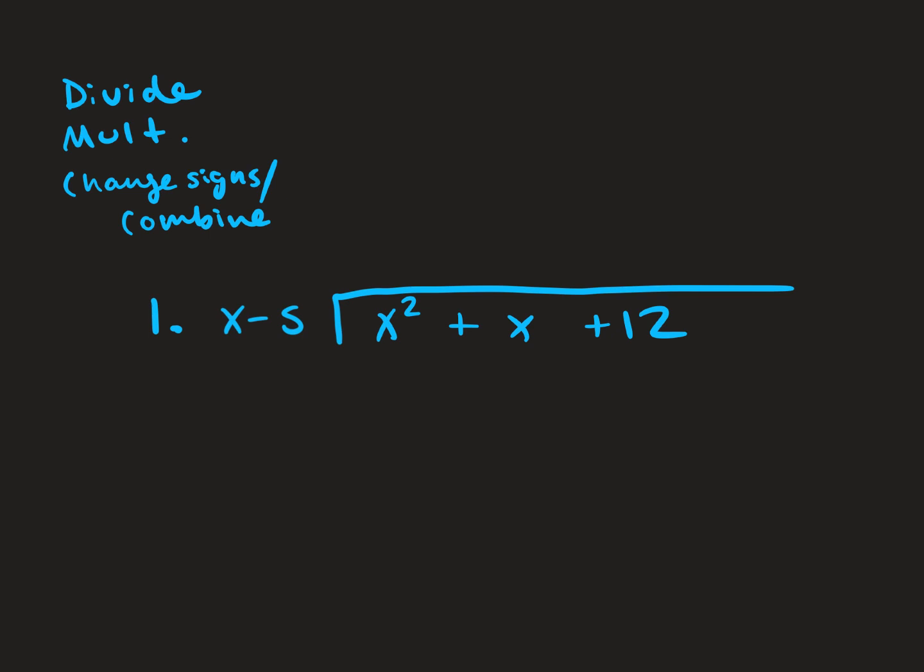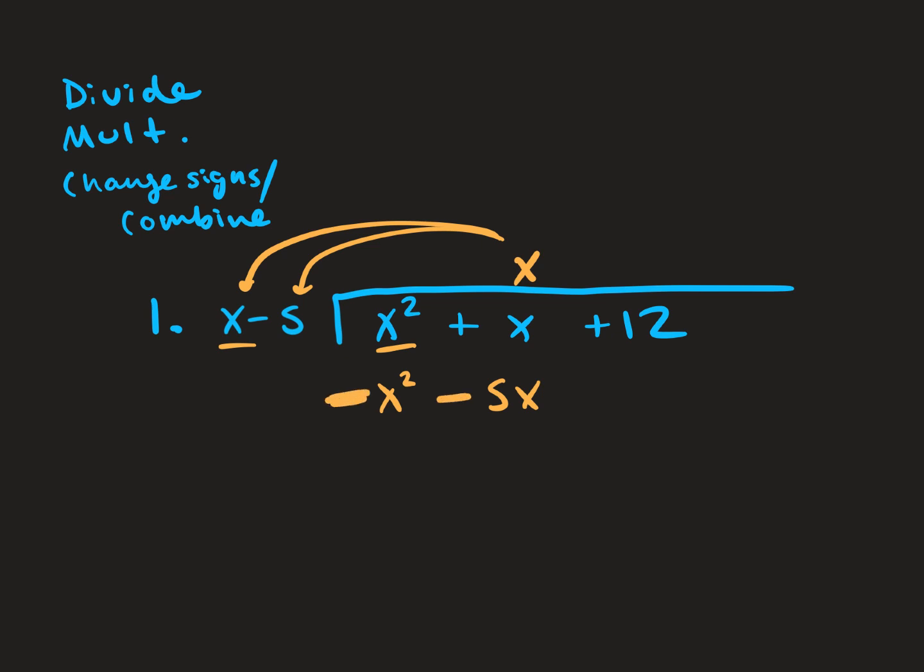So start with dividing. We always divide the first term by the first term. What's x squared divided by x? X. After I divide, I multiply. So I've got to multiply that x times everything out front. So x times x squared, x times negative 5, negative 5x. What do I do next?